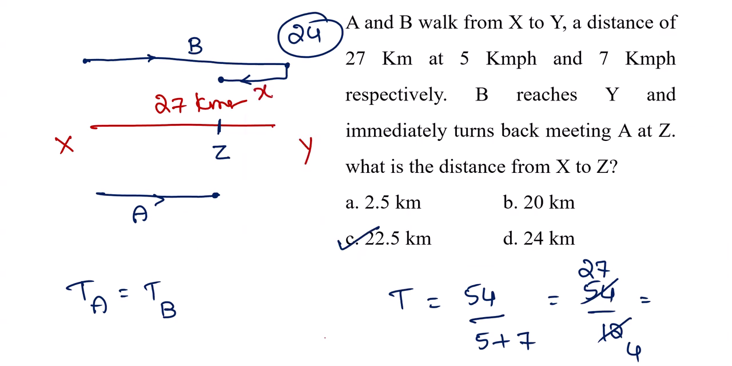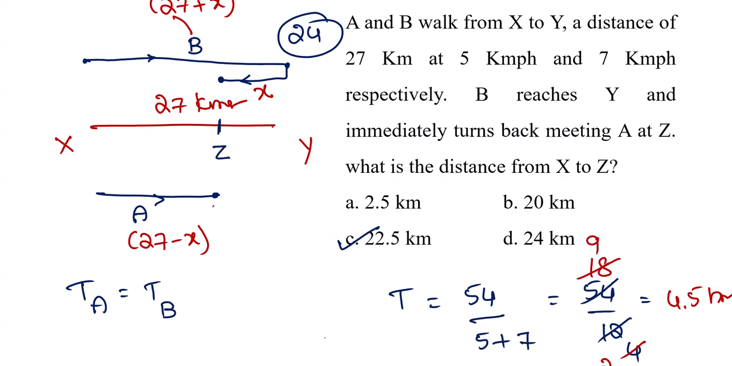27 plus x kilometers, whereas A traveled 27 minus x. B is 27 plus x, A is 27 minus x. So together the distance traveled is 54, because plus x and minus x cancel. So 54 is the distance they traveled. Right. So 54 divided by 12 is 9 by 2, which is nothing but 4.5 hours.